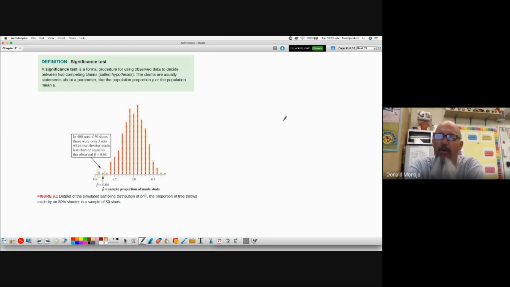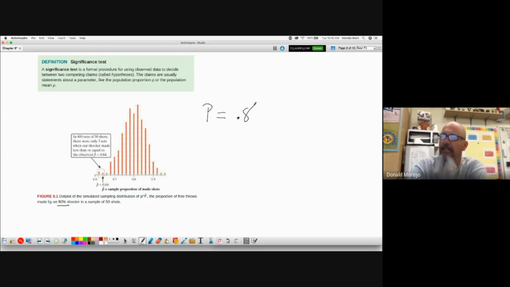For example, here, a young man claims that he is an 80% free throw shooter. So this guy says, I shoot 80% free throws. We're not so sure. Do we believe him? Do we have evidence to support or refute his claim? He's saying that his population parameter is 0.8, or 80%. He's saying of all the free throws in the world that he shoots, every single one, he's going to make 80% of those free throws.